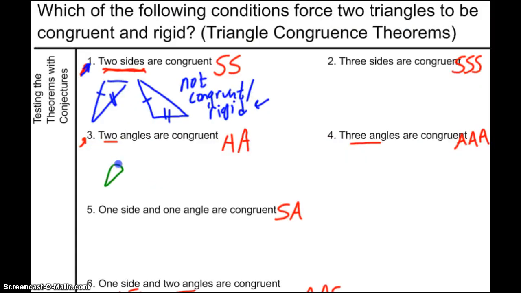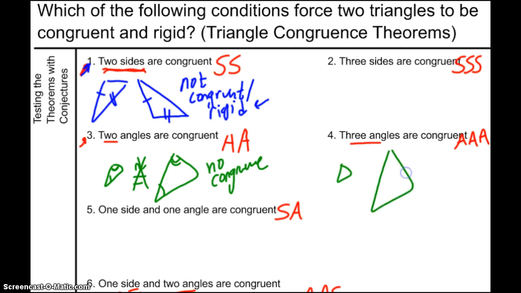So having two angles, one there and one there, and having two angles, one there and one there, congruent, does not give you congruence. And having three angles is basically the same thing. Just because you have the three angles the same, 1, 1, 2, 1, 2, 3, does not mean, X, that they are congruent.